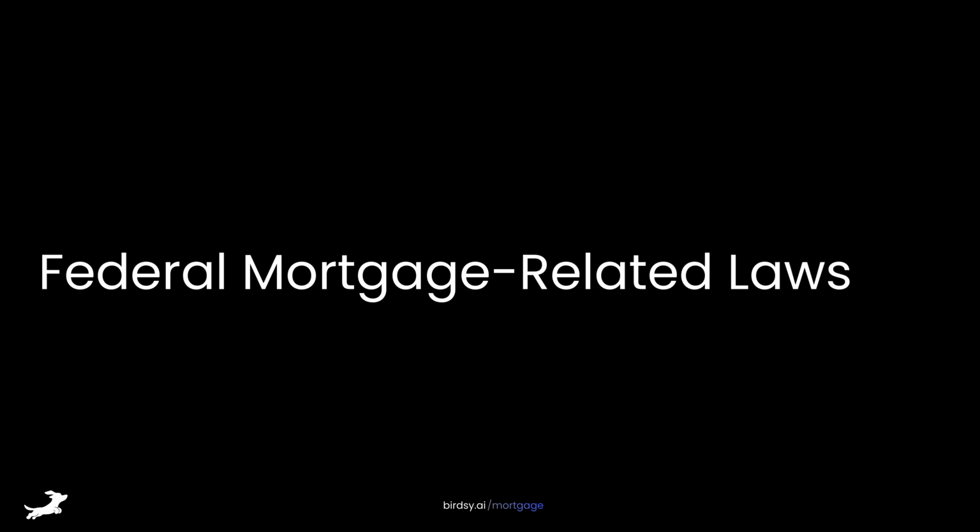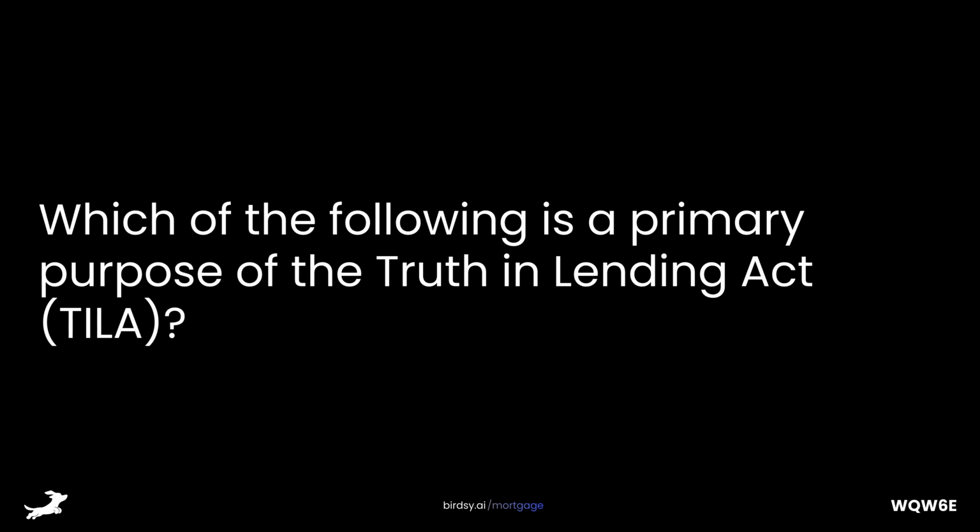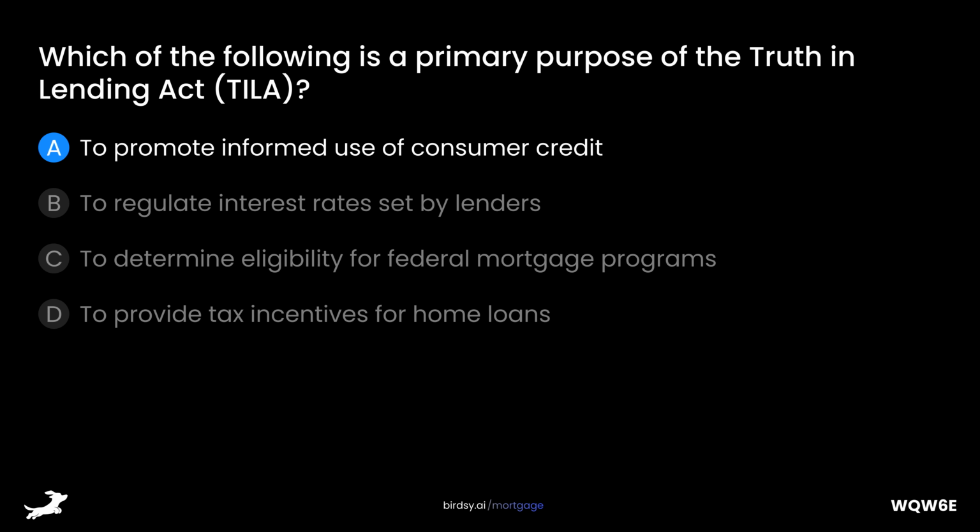Federal mortgage-related laws. Truth in Lending Act. Which of the following is a primary purpose of the Truth in Lending Act? Is it A, to promote informed use of consumer credit? B, to regulate interest rates set by lenders? C, to determine eligibility for federal mortgage programs? Or D, to provide tax incentives for home loans?